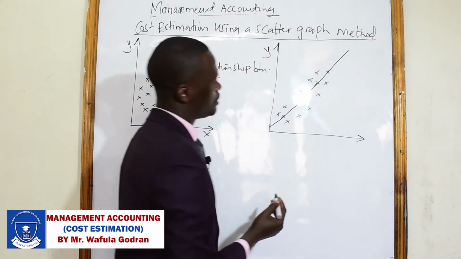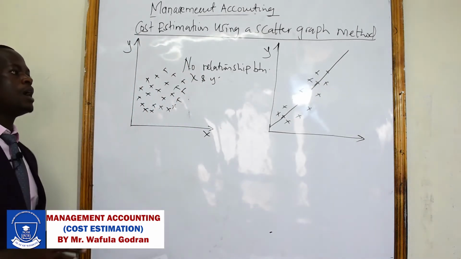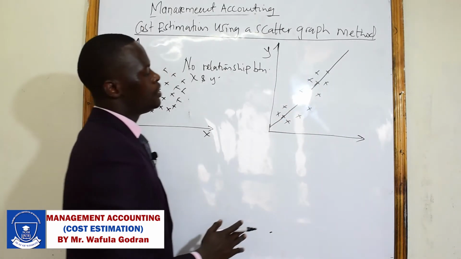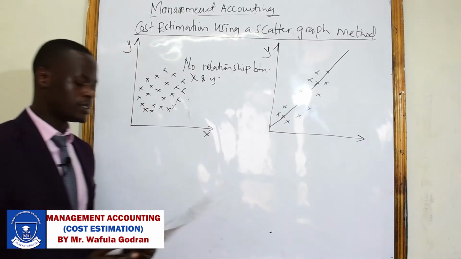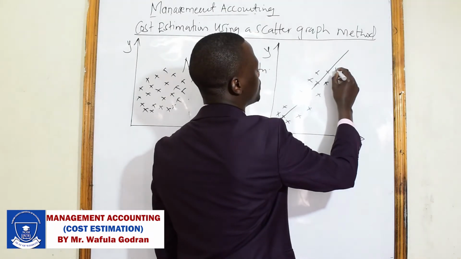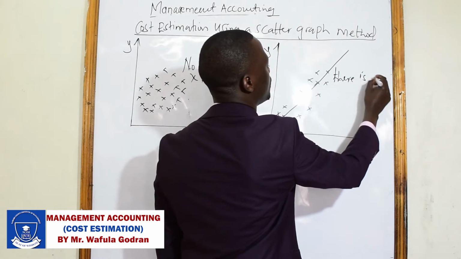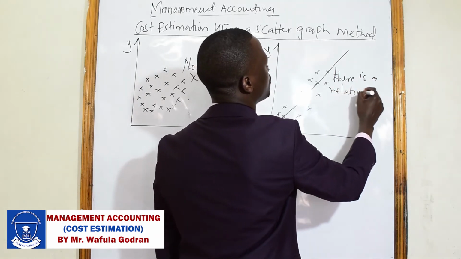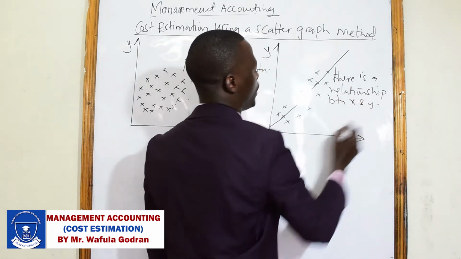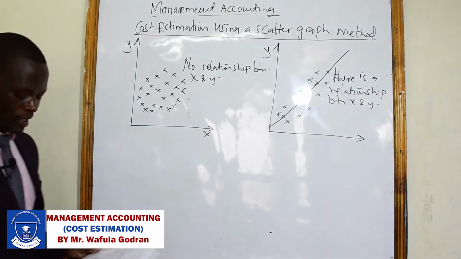So if we draw a straight line that joins 2 or 3 points that happen to fall in the data that is given, we can easily see that yes, there is a relationship between x and y. So this is what we are calling a scatter graph.